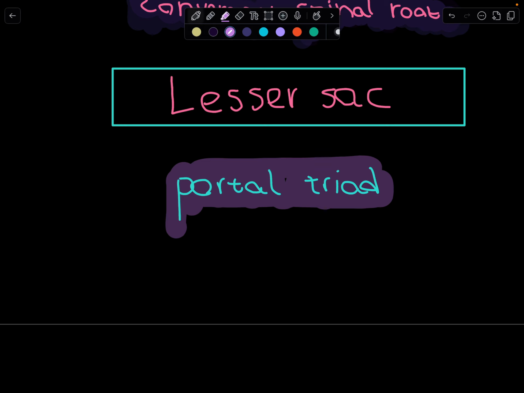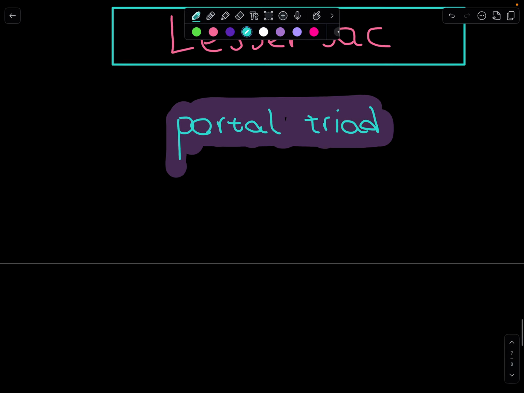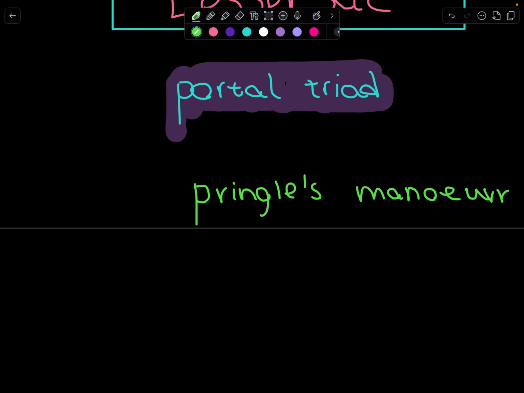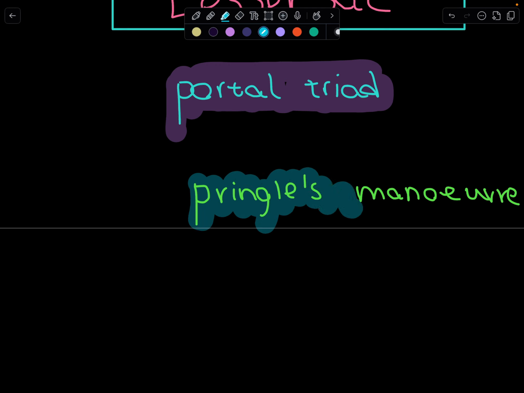I would like to ask about the portal triad now and Pringle's maneuver. The portal triad, found in the liver's portal areas, consists of three structures: the portal vein, carrying nutrient-rich blood from the gut, the hepatic artery, supplying oxygenated blood, and the bile duct, draining bile to the gallbladder or intestine. These run together in the liver's functional units, supporting metabolism and detoxification.